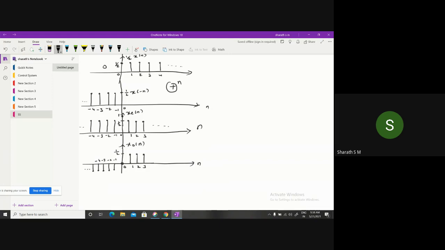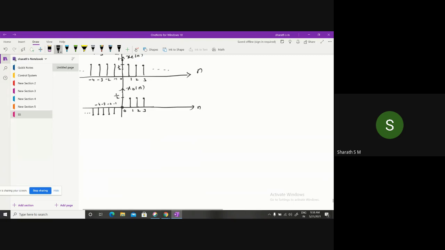To the next question. Get the even and odd parts for x of t equals e power minus t into u of t. Try to sketch this signal, the exponential signal. I have asked you to draw it, now look, and check what its amplitude level is.